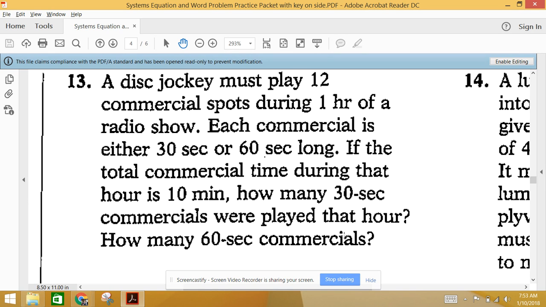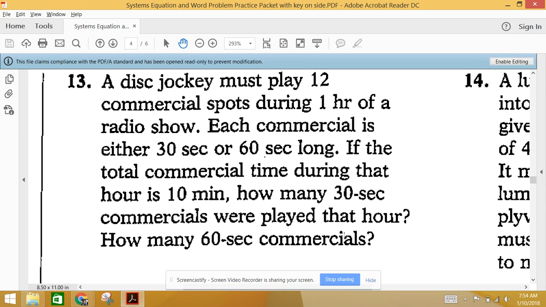So we have this disc jockey on the radio station. They had to play 12 commercial spots during 1 hour of radio show. Each commercial is either 30 seconds or 60 seconds long. If the total commercial time during that hour is 10 minutes, how many 30-second commercials were played in that hour, and how many 60-second commercials?